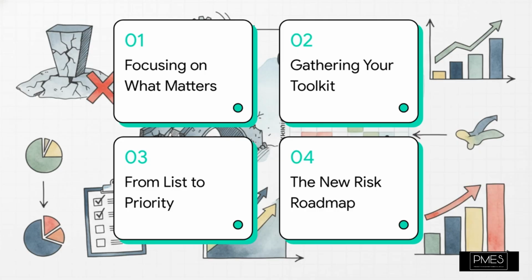So, here's how we're going to break this all down. First, we're going to talk about the goal of the game, focusing on what matters. Then, we'll cover gathering your toolkit, all the inputs you're going to need. Next, we'll dive into the actual tools and techniques that take you from that long list to a prioritized one. And finally, we'll look at the result, your brand new risk roadmap.